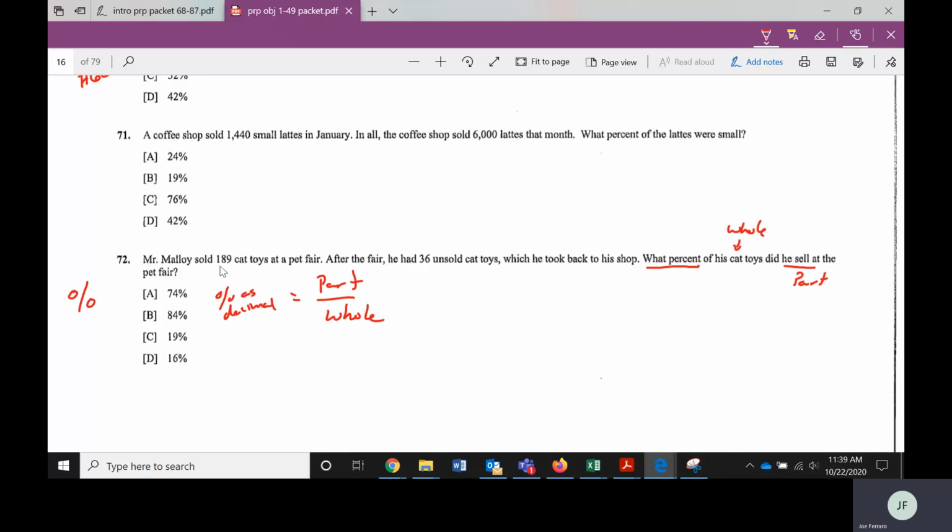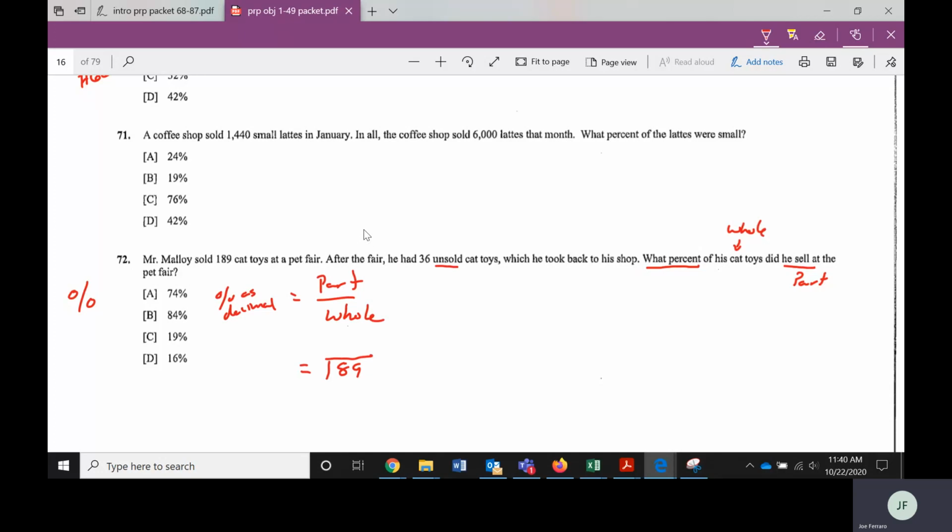So what percent of his cat toys? So here's one number here. It says 189 cat toys at a pet fair. So that's all his cat toys, 189. So here, that's the bottom number. Now be careful. This is why I went over this one. This is the tricky part. We want to find the part that he sold. Some people might look and say, oh, here's another number, 36. Let's write that in there. 36 was the unsold toys.